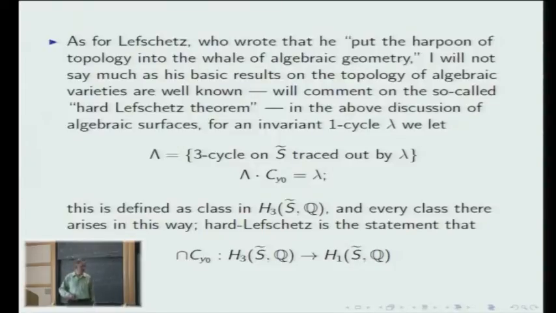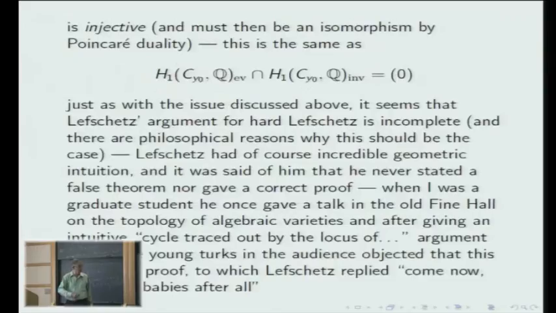Okay. This is correct. And the hard Lefschetz, though, is the statement that intersecting the third homology, well, first, it defines a cycle here, and every cycle here comes in this way. It comes by the locus of an invariant cycle. Okay, that is correct. What Lefschetz claimed was that the intersection from the third homology to the first homology, you just take a 3 cycle, put it in general position, intersect it with this hyperplane section, this curve, that's injective, which is the same as saying that the vanishing cycles intersect the invariant cycles in 0. And this argument is incomplete.